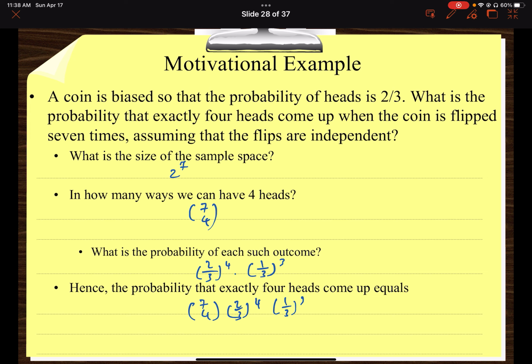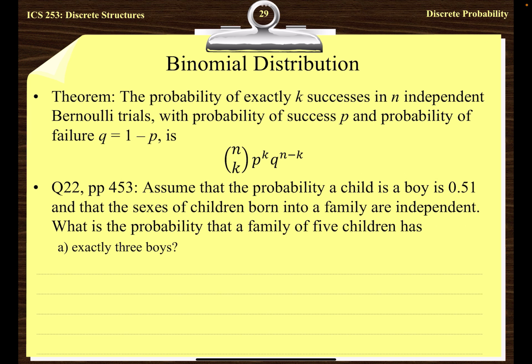Right? By the way guys, if you substitute n for 7 and k for 4 in here, it's as if you came up with a proof of the following theorem: that the probability of exactly k successes in n independent Bernoulli trials with probability of success p and probability of failure q, which is 1 minus p, is given by n choose k, p to the power k, 1 minus p to the power n minus k, or q to the power n minus k. Okay, so it's kind of the proof for it.